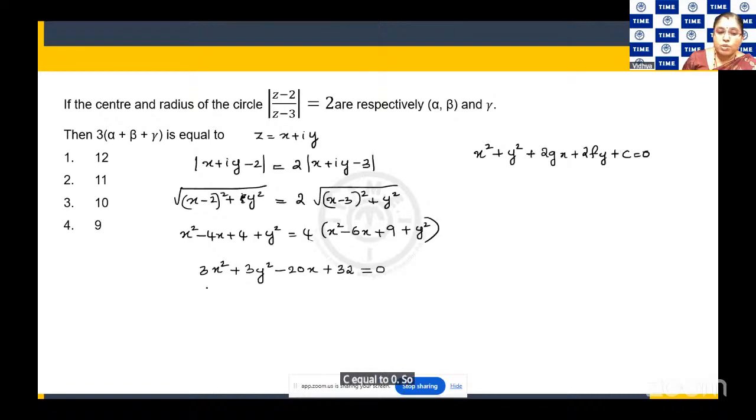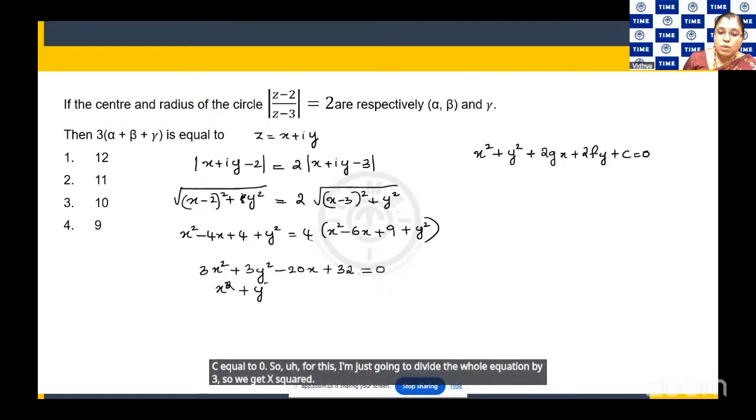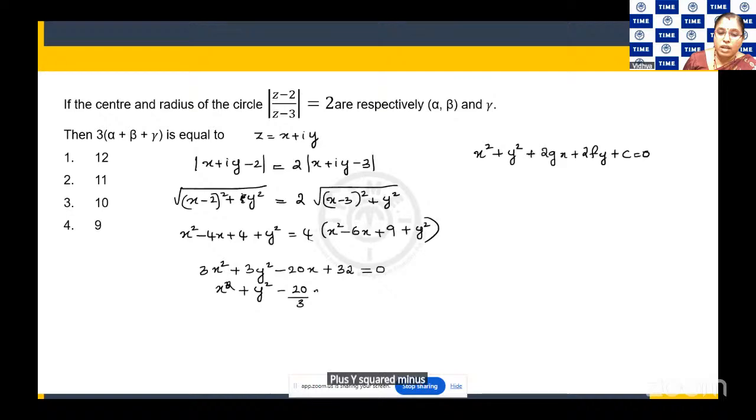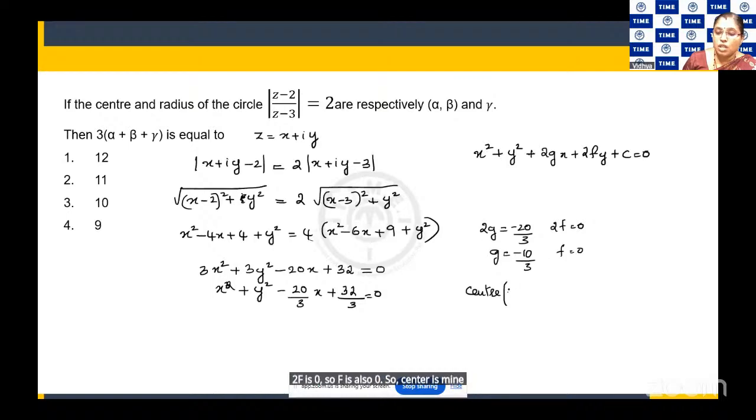For this, I'm just going to divide the whole equation by 3. So we get x square plus y square minus 20 by 3x plus 32 by 3 equal to 0. Now just by comparing, we have 2g equal to minus 20 by 3. So g is minus 10 by 3, or minus g is 10 by 3. 2f is 0, so f is also 0. So center is minus g, minus f. What is center? Minus g, minus f, so that is 10 by 3 comma 0.